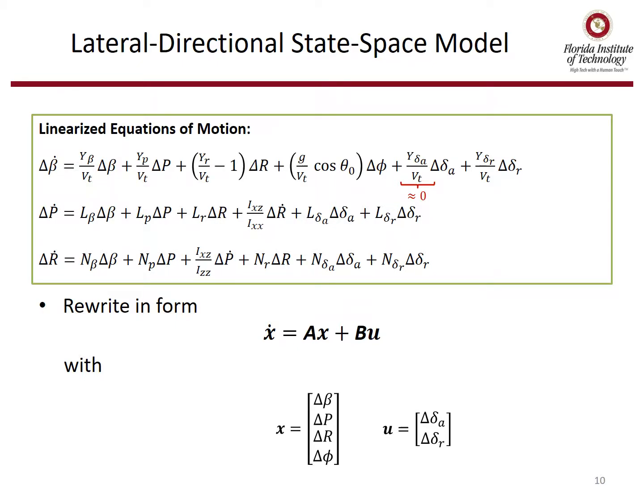Similar to what we did for the 3 longitudinal equations of motion, we can derive a state space model for the lateral directional equations of motion using the state space construct of x dot equals Ax plus Bu. In this case, our state vector will be delta beta, delta p, delta r, and delta phi. For lateral directional, we do have 2 inputs, the aileron and the rudder. In longitudinal, we just had one, the elevator.